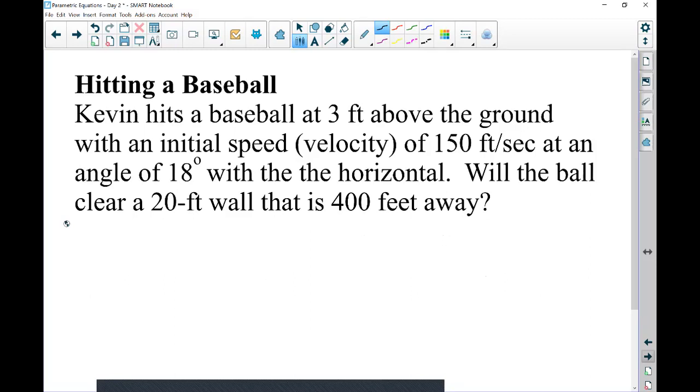All right, so here's an example. Kevin hits a baseball at 3 feet above the ground with an initial velocity of 150 feet per second at an angle of 18 degrees with the horizontal. In other words, it's going up at an angle of 18 degrees. Will the ball clear a 20-foot wall that is 400 feet away?